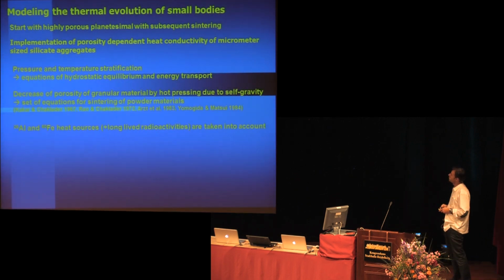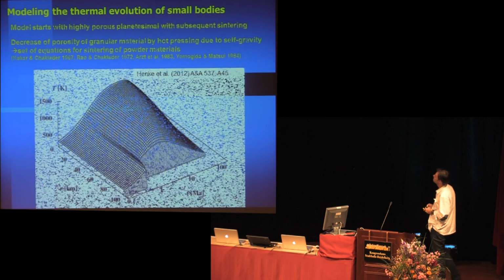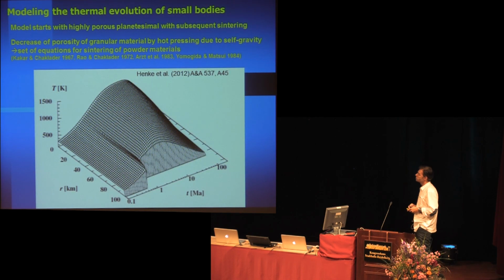Okay, then what you need to do is to solve pressure and temperature stratification in a planetesimal by solving the equations of hydrostatic equilibrium and energy transport. You have to consider that the porosity of this material decreases by hot pressing due to self-gravity. And you also have to consider the different heat sources, not only aluminum-26, but also iron-60, and of course long-lived radioactivities. Now, this is a model.